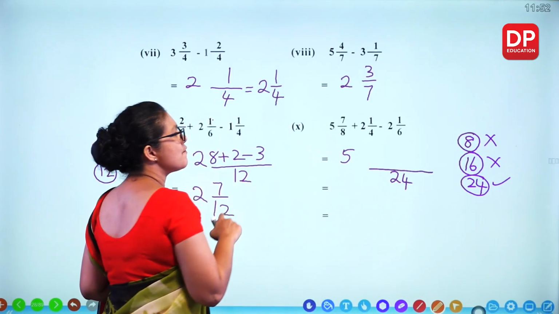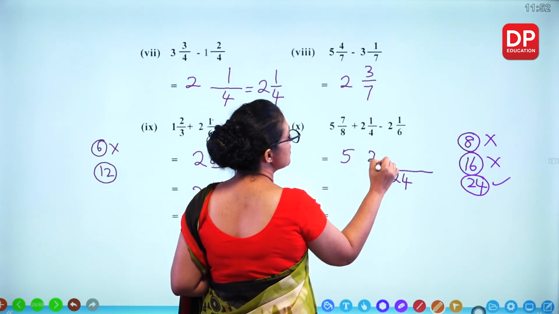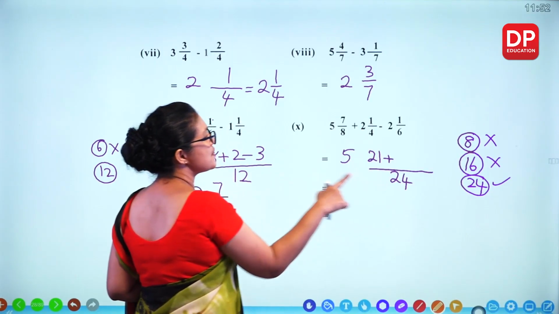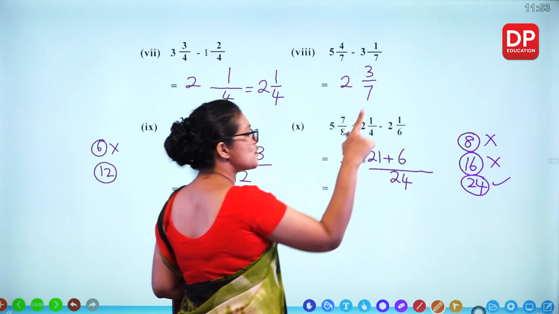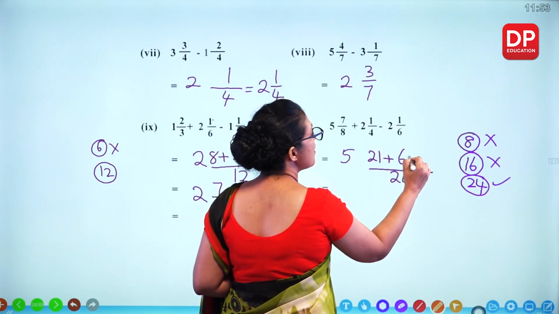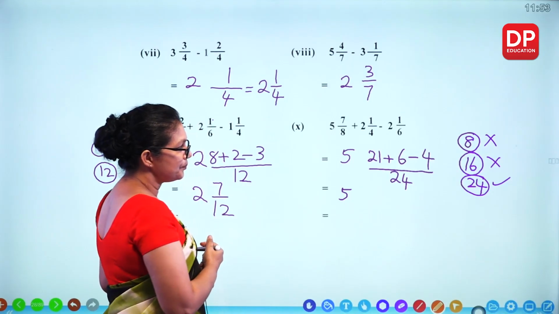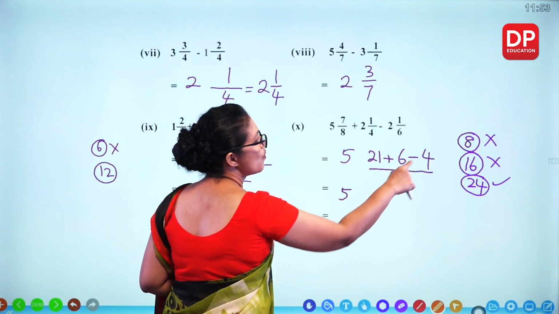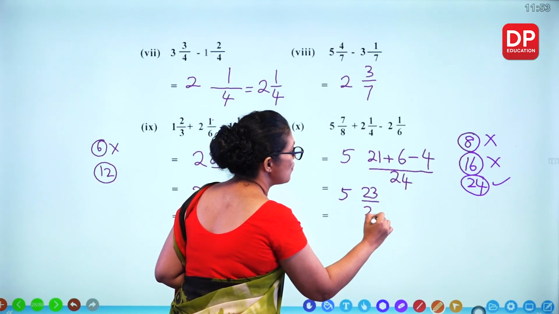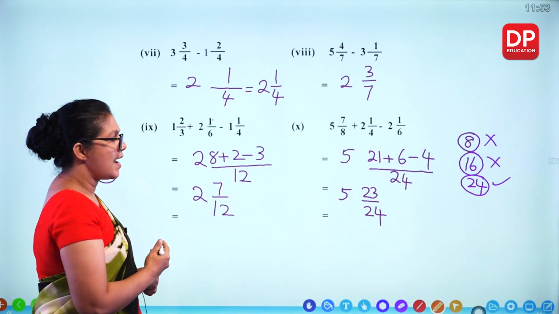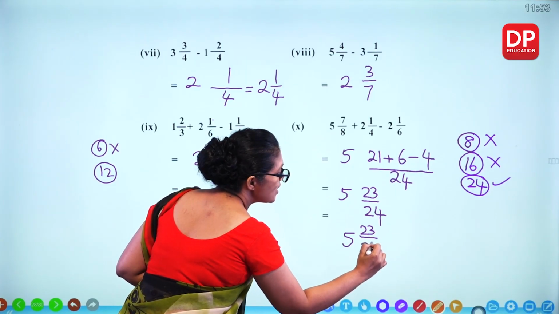Now convert 8 to 24, multiply by 3. 3 times 7, 21. This one, 4 times 6 is 24. 6 times 1, 6. 6 times 4, 24. 4 times 1, 4. 5 parts are there. 6 minus 4, 2. 2 plus 21, 23 out of 24. 5, and we can write down 5 in the middle. 23 out of 24, like that.